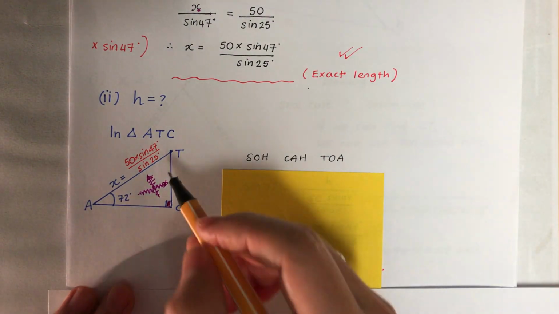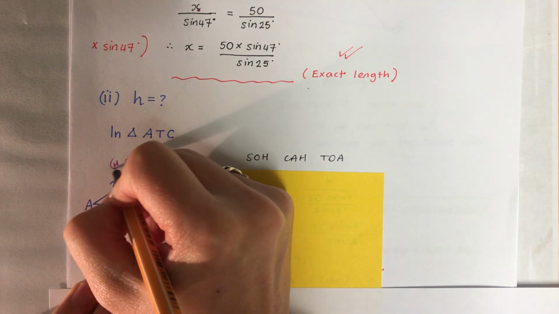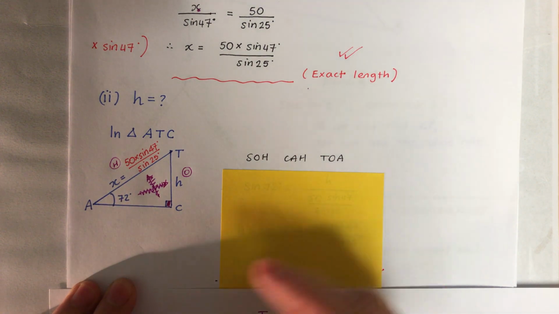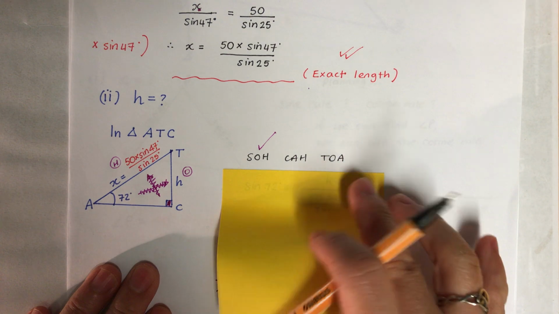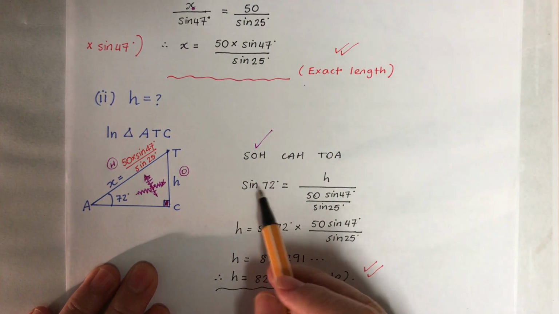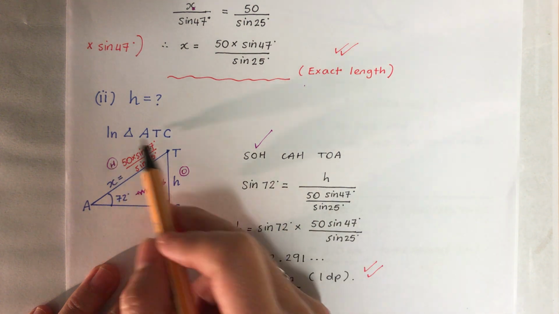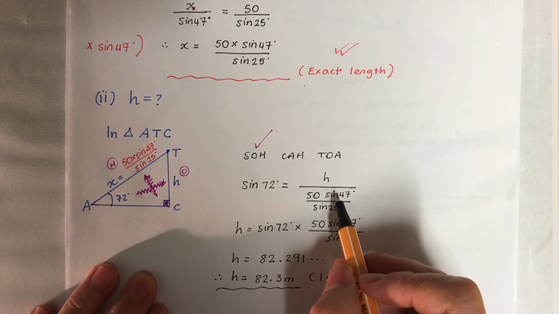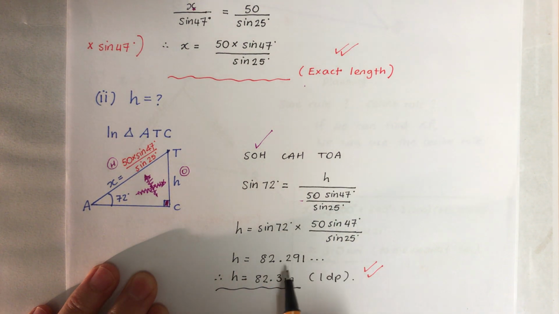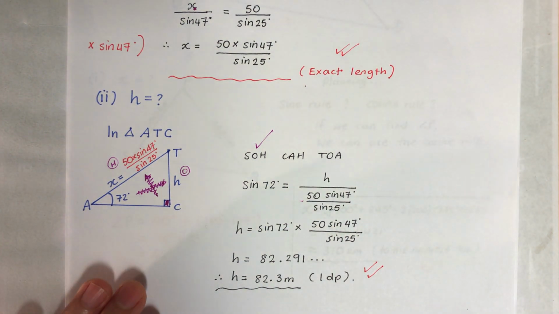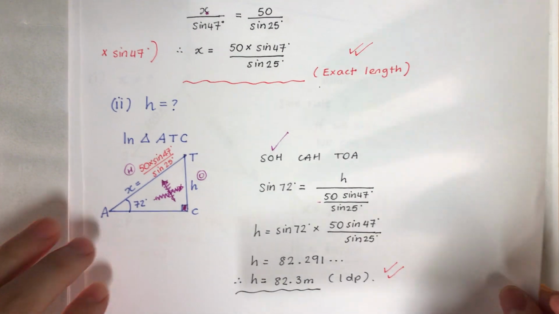Okay, so that's my opposite, that's my hypotenuse. O and H is sine. So I'm going to do sine 72 equals O over H, over the exact length. Now that means H equals times this 2, yeah? And then if you put that in your calculator, you will get 82.3 to the correct 1 decimal place. That wasn't too bad.